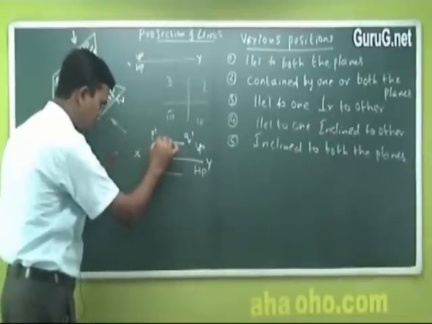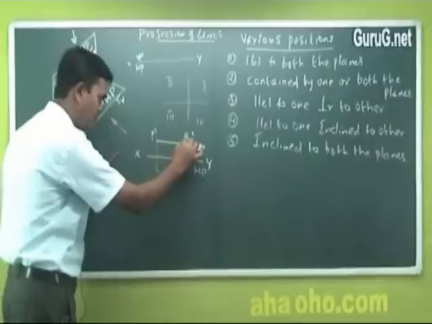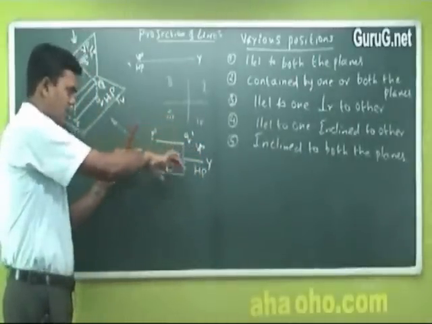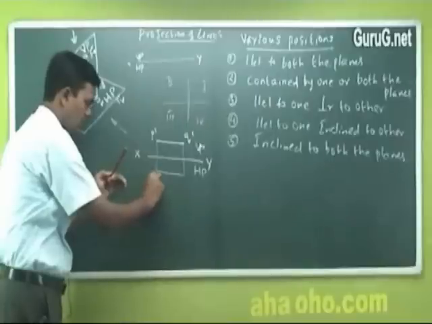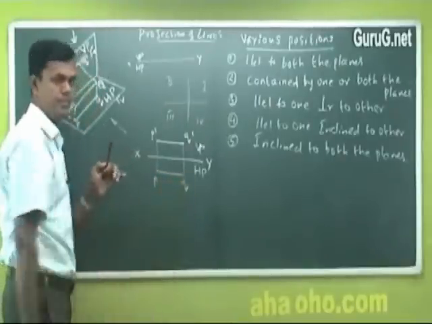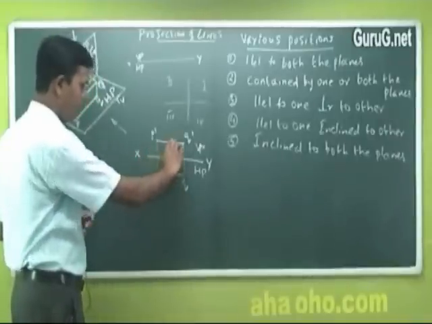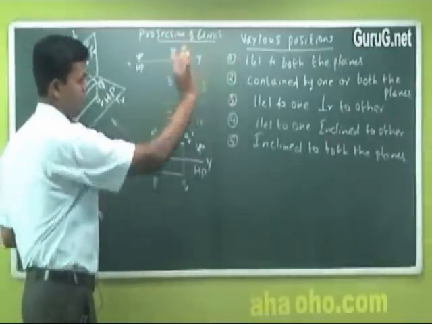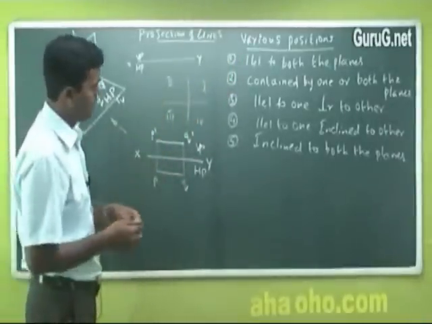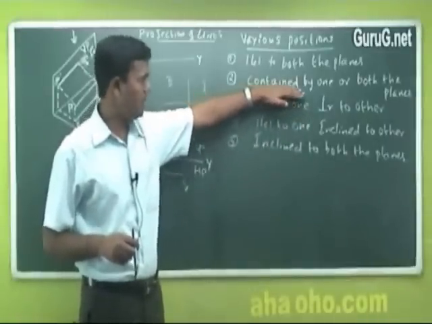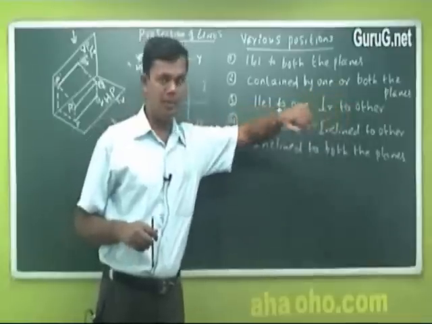So the rule, as I told you, is that with a thin line you have to join these edges, because it becomes this projection only, this line. So again it's P and Q. Okay. Now this line is a first option, parallel to both the planes. Now what will I do? I'll go for the next point, something called contained by one or both the planes.